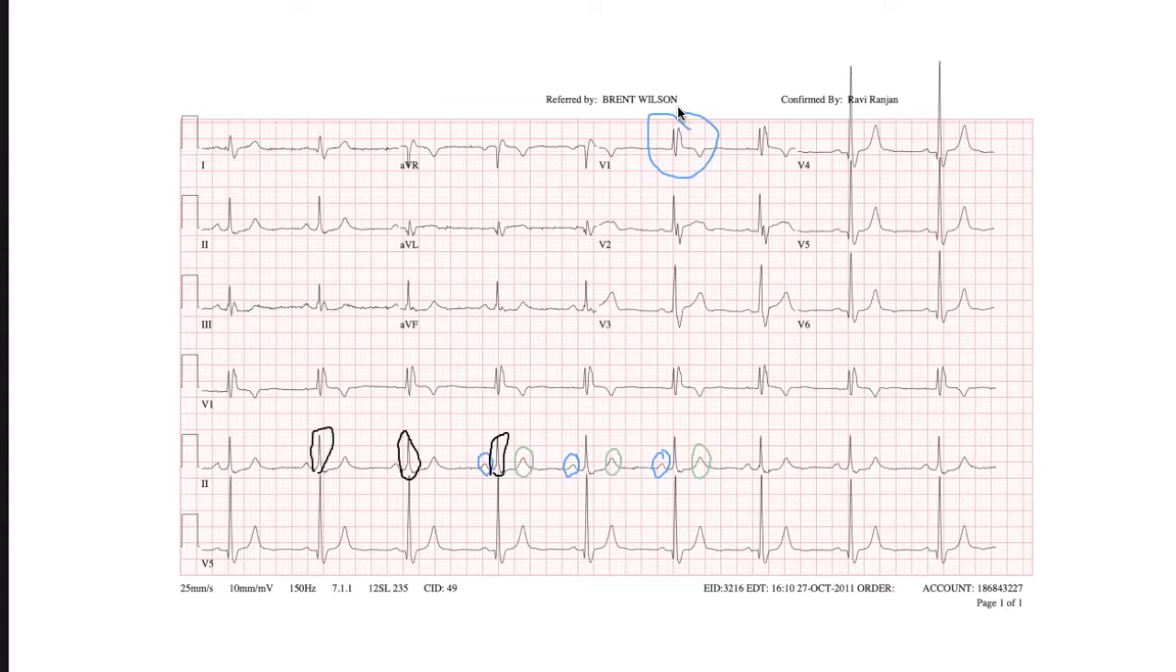So in order for that to be the case, I would have to have a bunch of activity going in this direction towards V1 at the end, right? And it's wide, which means it's going slow, right? It's doing that for a long time, right?